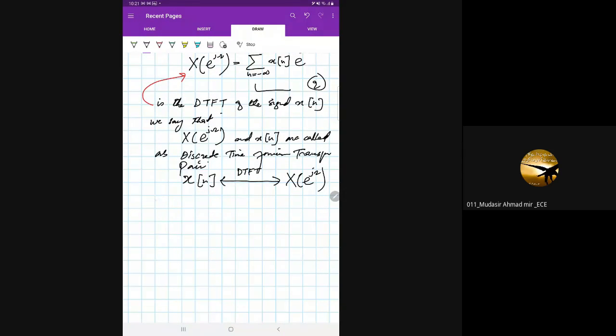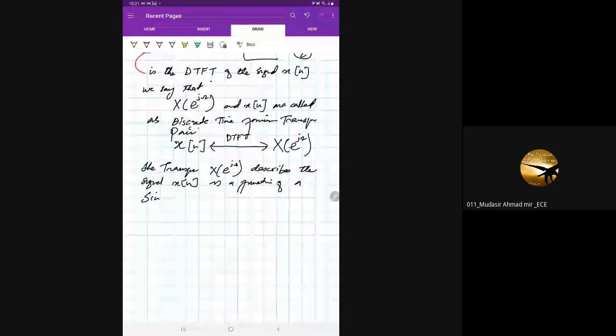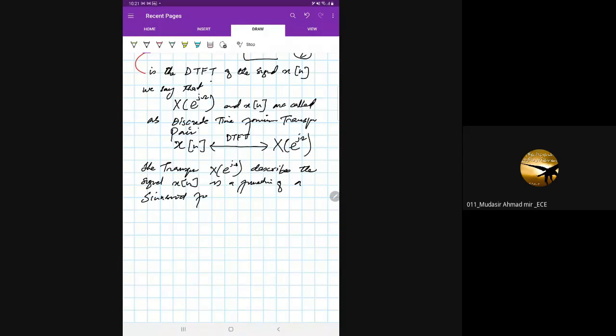Okay, so I'll write down here: the transform x of e raised power j omega describes the signal x of n as a function of a sinusoid of frequency omega, and is termed as the frequency domain representation of x of n.